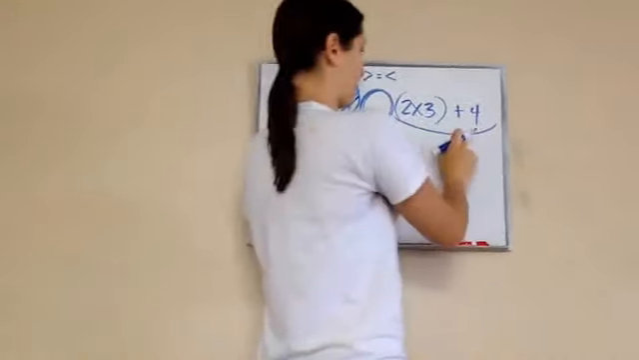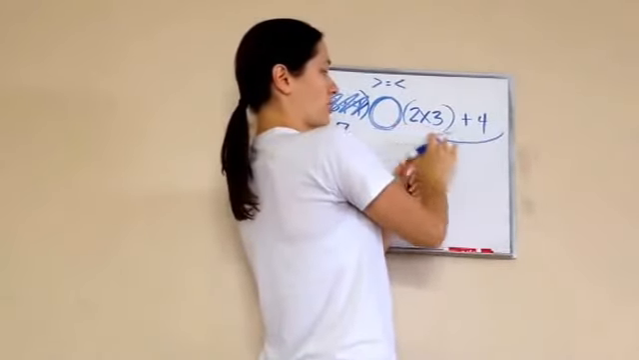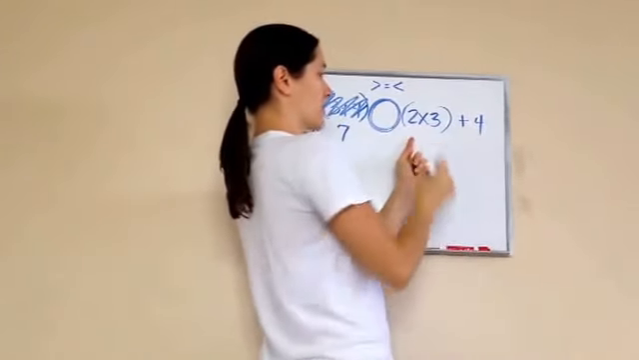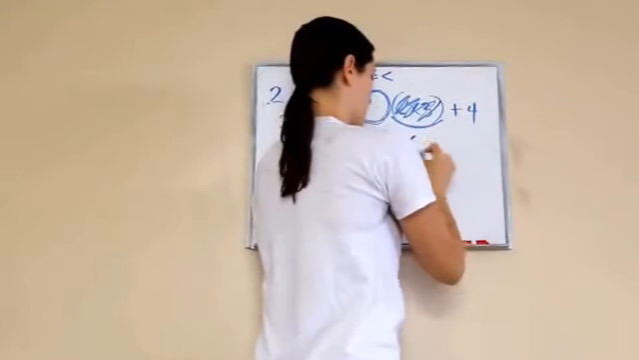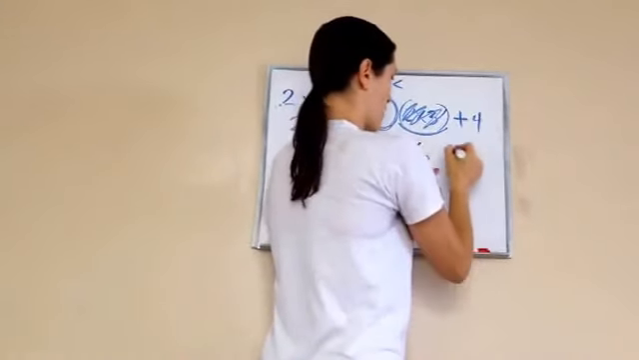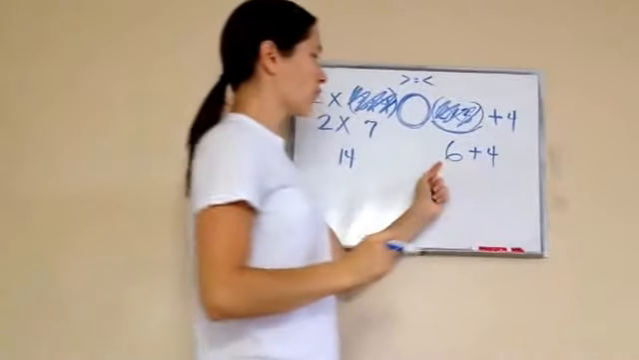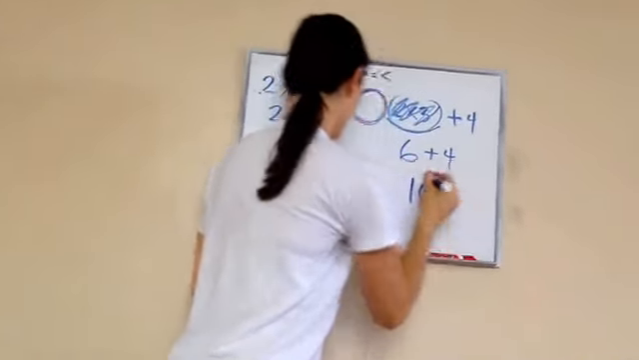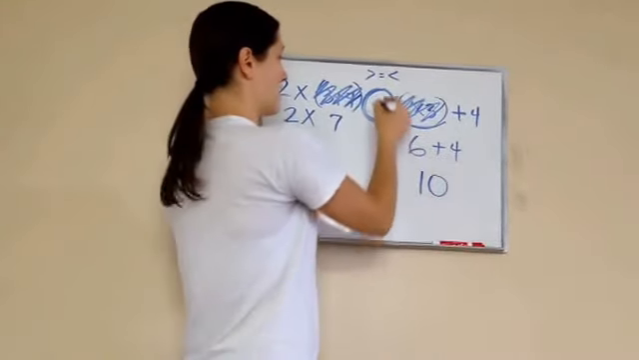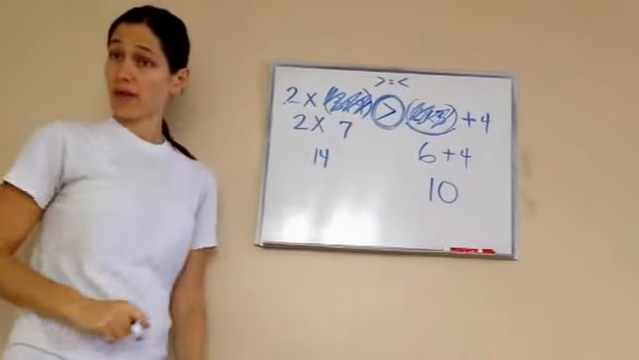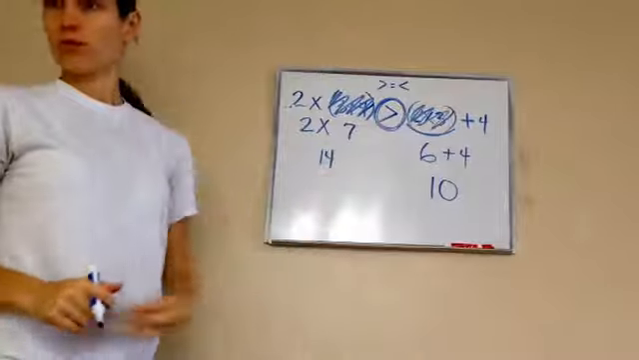Now let's move over here. Which part am I going to do first on this problem? Parentheses. Very good. What is 2 times 3? 6. And then I've got a plus 4, so I'm going to bring that down. What is 6 plus 4? 10. Okay, now I compare 14 and 10. Which one is bigger? The 14 is. Very good. So that would be your answer to that big problem.